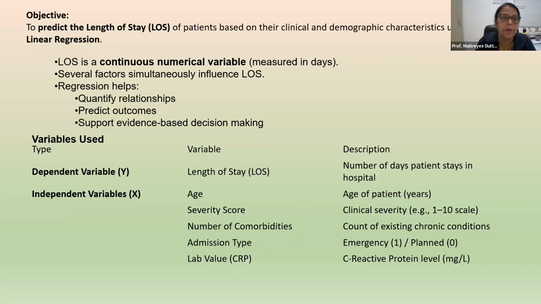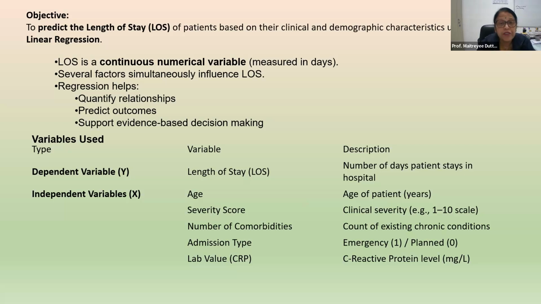Now let us see with one example. So this is one example corresponding to healthcare: to predict the length of stay of patients, that is known as LOS, based on their clinical and demographic characteristics using multiple linear regression. When we say multiple linear regression, that means y is equal to beta 1x plus beta 2x plus beta 3x. There may be x1, x2, x3, x4. There may be many independent variables, right? How many variables we are taking, that is our point, right?